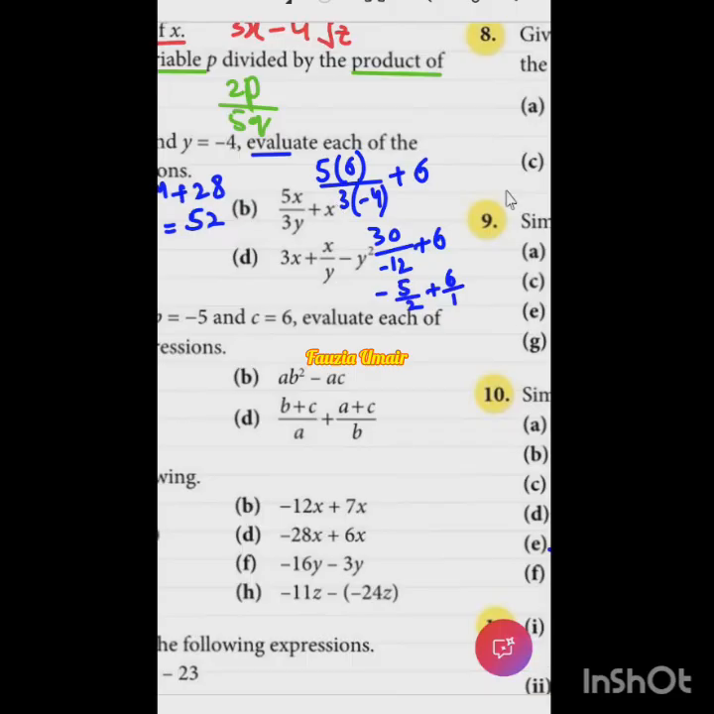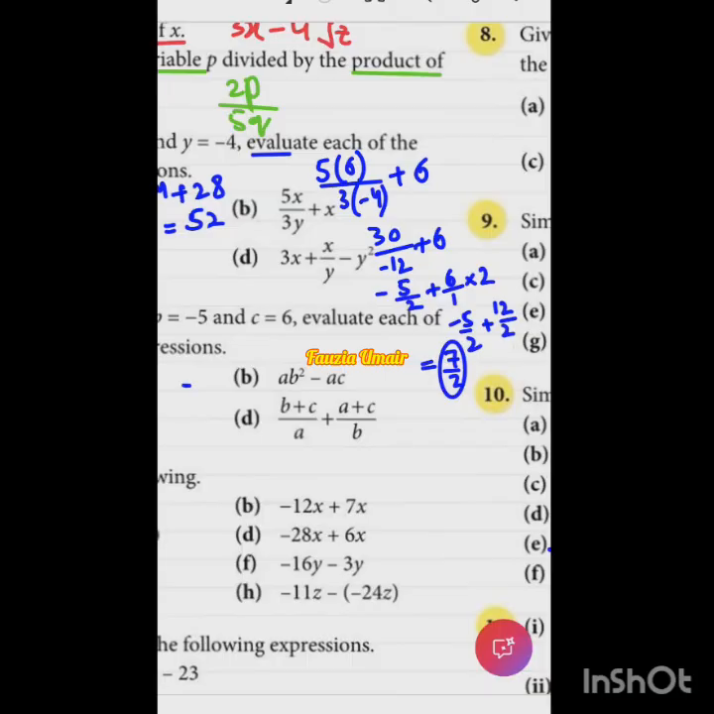Now we will make the denominator same. Very good. So then minus 5 by 2 plus 12 by 2, right? So plus 12 minus 5, what would be the answer? 7 by 2. This is your answer, right? Yes, ma'am.